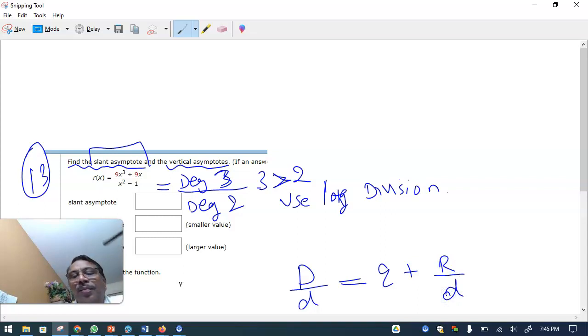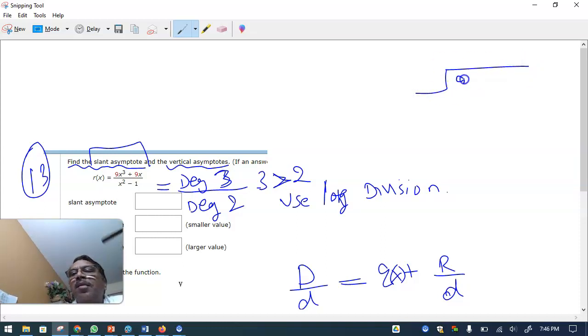So we need to know what this quotient function is. This is the quotient function, but this time it's going to be of degree 1. Let's see how it is. So start with the long division. I'm going to start here.